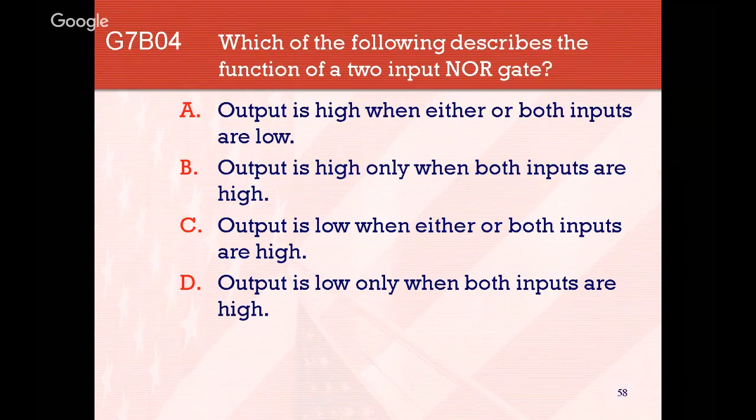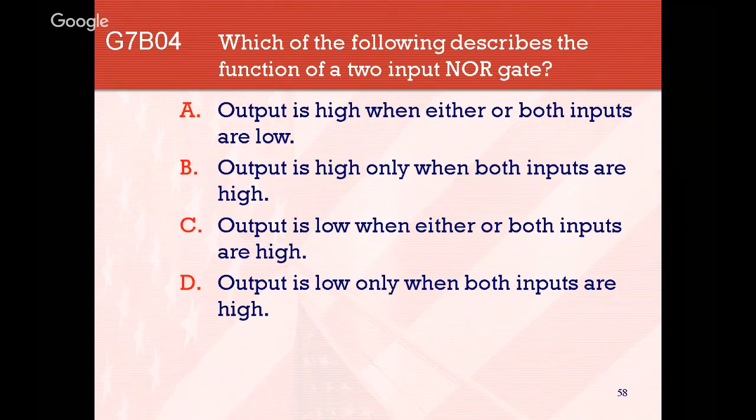The NOR gate. I touched on and explained a little bit about what an OR gate does, but the NOR gate is kind of an opposite of that. When you look at these descriptions available here, these choices, for your NOR gate, the only logical answer is the output is low when either or both inputs are high.